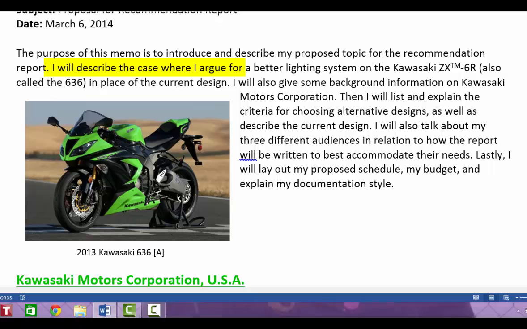He says, I will describe the case where I argue for, I will also, I will list, I will talk about. He doesn't say, this proposal will discuss, in this proposal research will be covered, in this proposal such and such will be talked about. He remains very active and uses himself as the creator of the proposal. He also has included a photograph of a Kawasaki motorcycle because that is what this proposal is about. He is writing about the Kawasaki company and their need for better lights on their motorcycles.